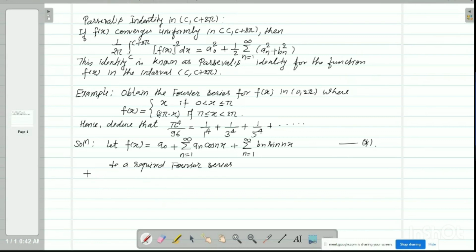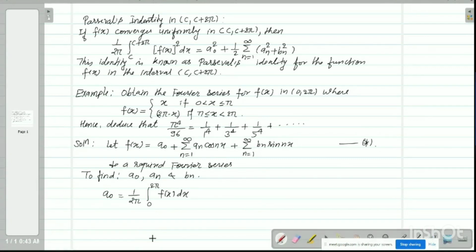Now to find the Fourier coefficients a naught, a n, and b n, let us find them one by one. A naught: we know a naught is 1 upon 2 pi integration of limit 0 to 2 pi, your interval is 0 to 2 pi, f of x dx. This is your formula.